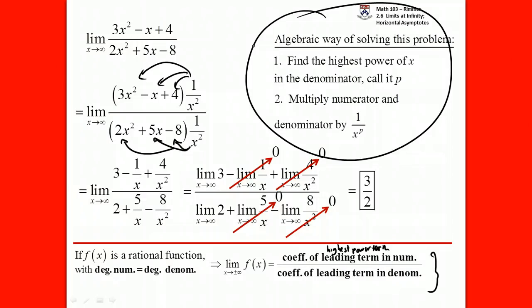We have a shortcut for the second version as well. The second version is when the degree of your denominator is more than the degree of your numerator. You can easily just say what the answer is. Let's go to that. Here's an example of that.